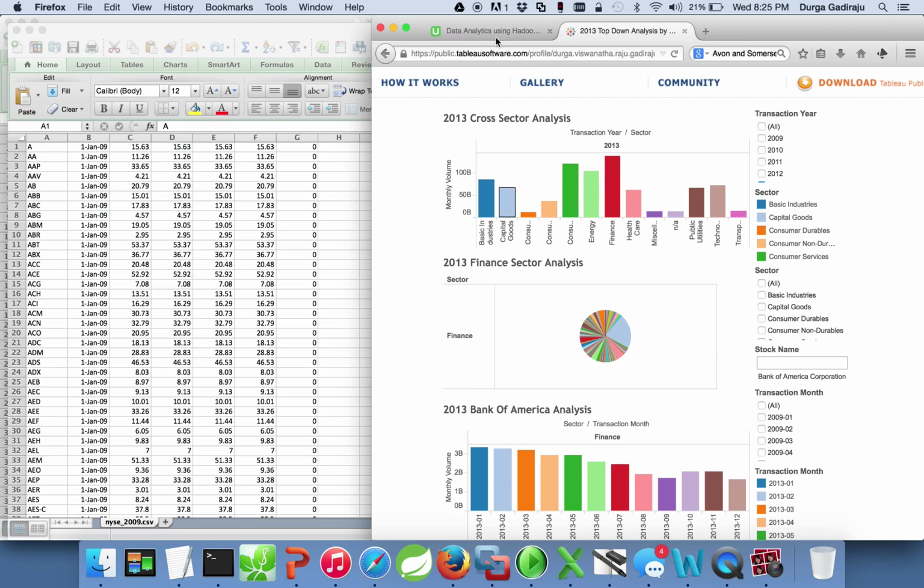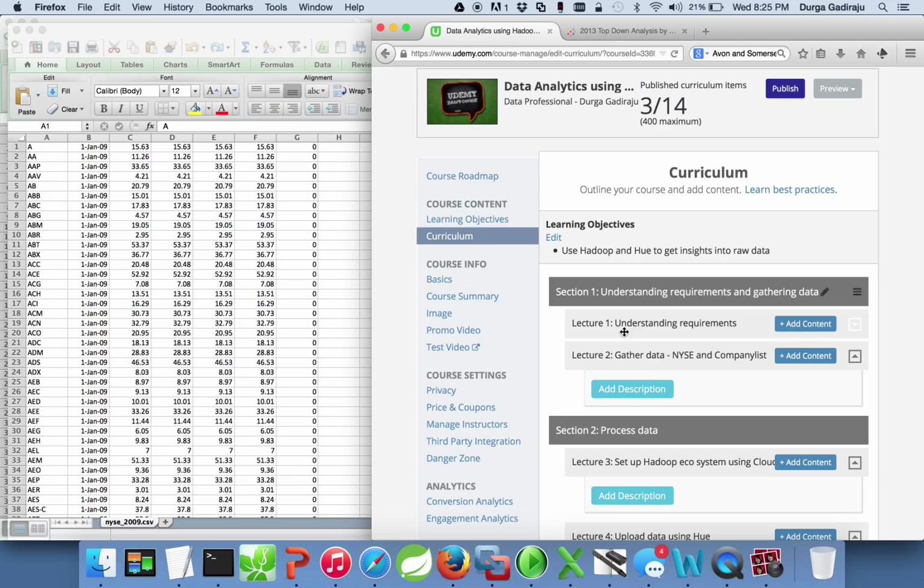We will be discussing how to gather the data of the New York Stock Exchange and also the company list. We need these two data sets to perform volume analysis, starting at the sector level, the cross sector level, and then the finance sector, and then the Bank of America stock within that sector.